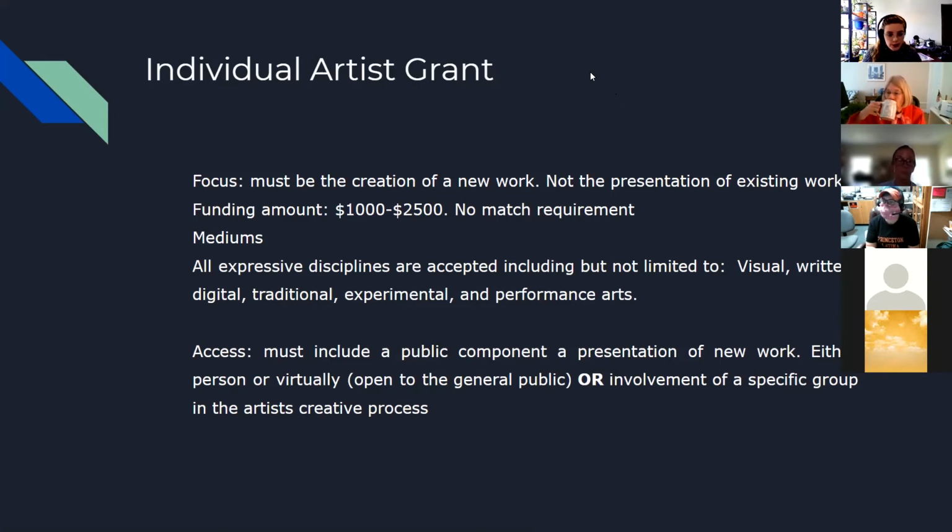For the individual artist grant, the focus must be on the creation of new work, not the presentation of existing work. So you're creating a new body of work to present to the community. The funding amount is between $1,000 and $2,500, and there is no match requirement. The mediums can be all expressive disciplines, including but not limited to visual, written, traditional, experimental, and performing arts.